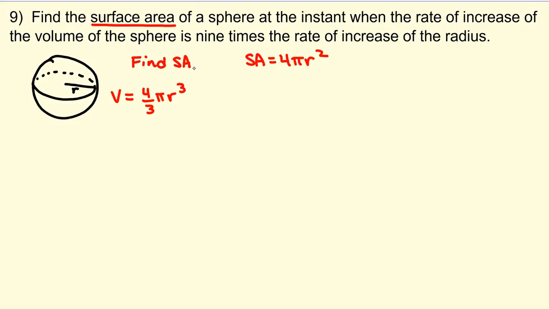The rate of increase of the volume of the sphere is 9 times the rate of increase of the radius. So the rate of increase of the volume would be described as dV/dt, and it is 9 times the rate of increase of the radius, so 9 dr/dt. So we're finding the surface area at that instant.